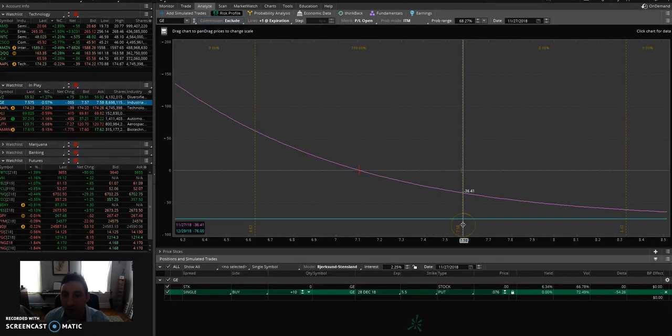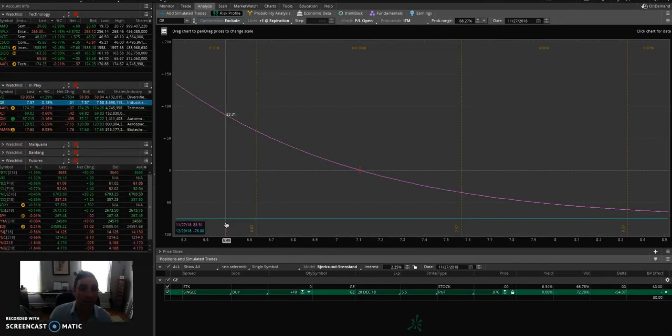So at 7.56, we're at minus $36. I'm looking for this to definitely get to 6.50, maybe around here. As I drag my cursor over here, if this was to close at $6.50 today, roughly $1 down, my profit would be $81, $82. You can see it right here.